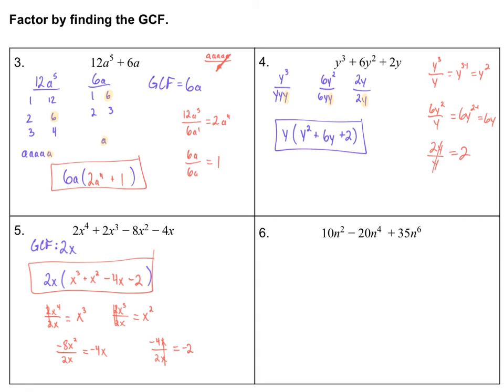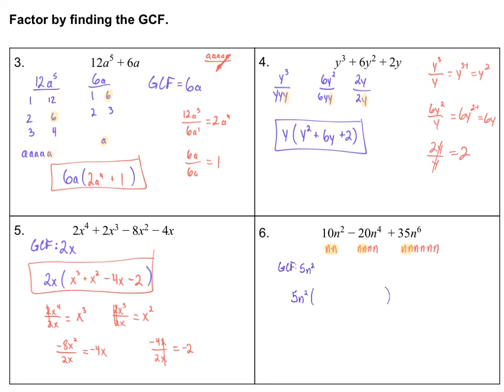All right, now n squared is n times n, n to the fourth is n times n times n times n, n to the sixth is n times n times n times n times n times n. So how many do they have in common? They each have an n times n. So along with that 5, I could say my GCF is 5n squared. So I'm factoring out a 5n squared. So what did I leave behind in parentheses?